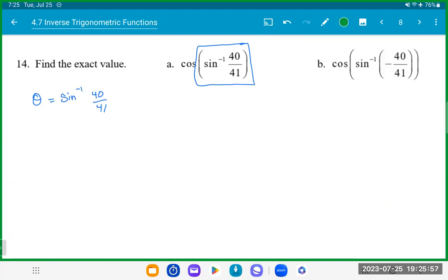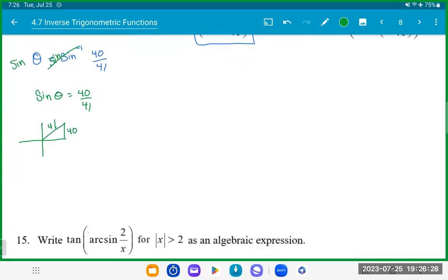So if I take the sine of both sides, right? Now those are going to cancel, and that gives me the sine of theta is equal to 40 over 41. So let's sketch this out. Positive x and positive y. My sine is opposite over hypotenuse.